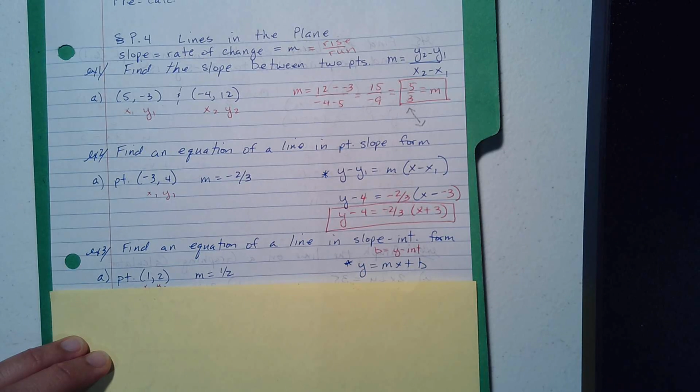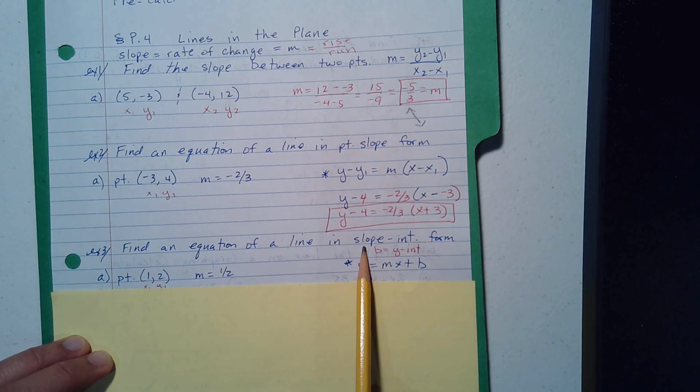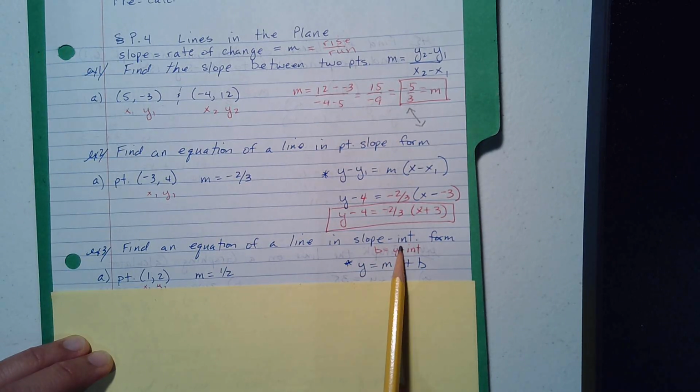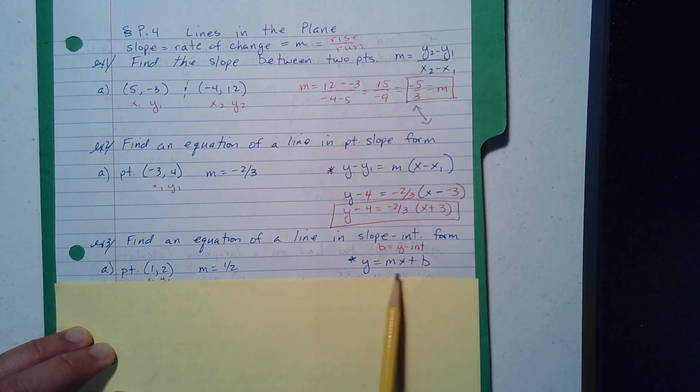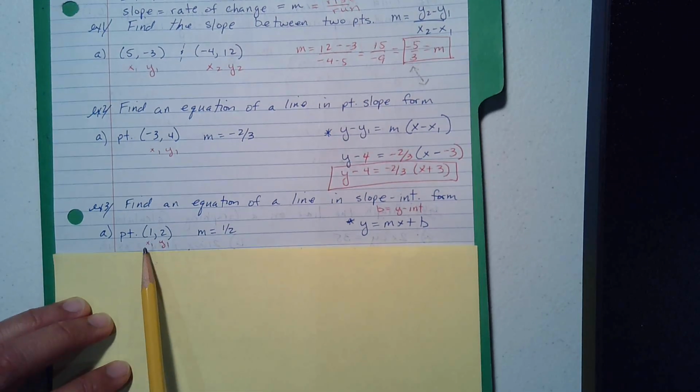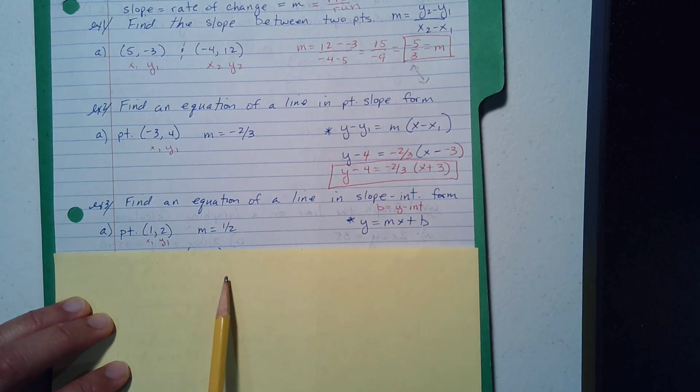Example 3, find an equation of a line in slope-intercept form. So slope-intercept, slope is m, intercept is what the y-intercept is. So b is represented by the y-intercept. So here's your slope, here's your y-intercept. So this is what we call slope-intercept form. The point is 1, 2, slope is 1/2.